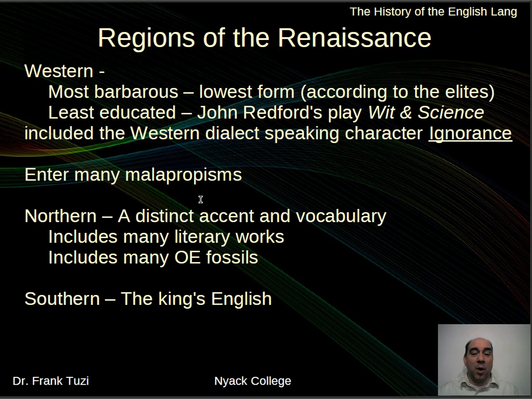The Westerners here were quote-unquote less educated, and there are examples that some thought were fun. For example, in John Redford's play Wit and Science, he includes the Western dialect, and the character in the play isn't too bright. So they deliberately used that accent with that particular character. There are also many malapropisms. This is when someone uses a word improperly. I love this style of humor when people accidentally use a word they're not supposed to be using. And of course, if you don't understand the joke, you miss out on it.